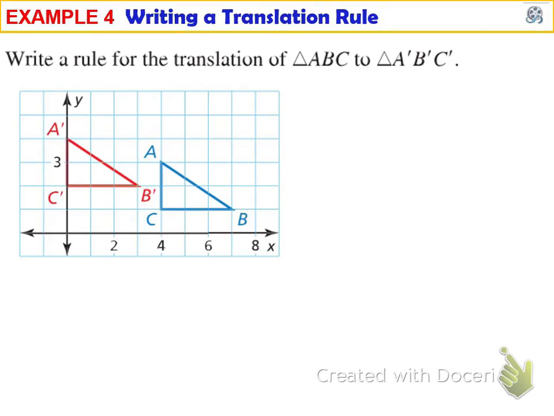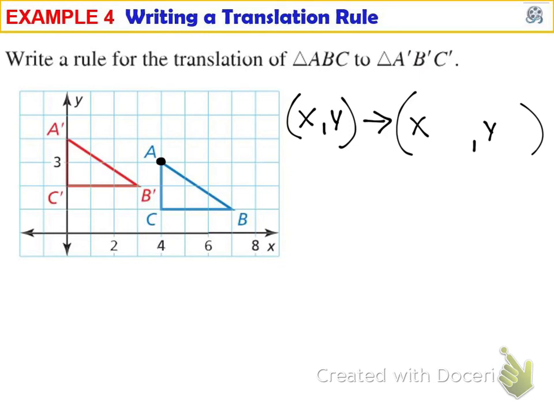Then we practice, and then we do one more thing. Write a rule from triangle ABC to triangle A'B'C'. So remember, every x and y coordinate, something happened to them. So we want to pick a letter, A. Okay, is the red or the blue the original? The blue. So A is the pre-image, sorry, and then A prime is the image.